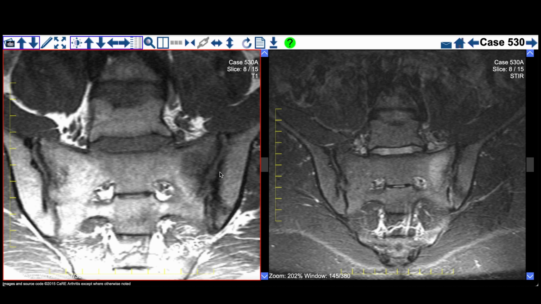And indeed, there is also some sclerosis. There is dark signal in the left ilium. There is also bright signal in the joint space. So this is reflecting an active erosive process involving the left sacroiliac joint.